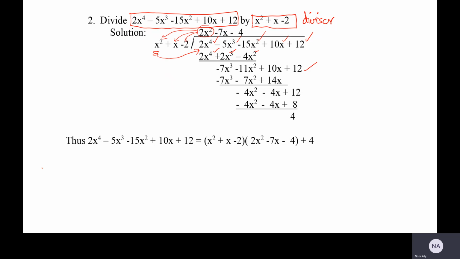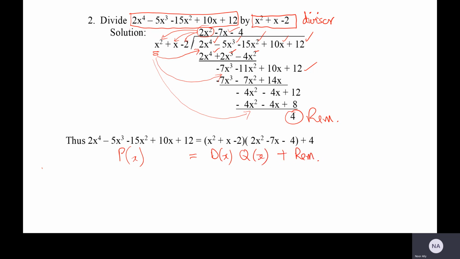Do the subtraction. In this case, I brought down all the terms up to 12. It doesn't make any difference. You're going to repeat the process. x squared into 7x cubed. Put the answer at the top. Subtract. And then again, x minus 4x squared. There's your remainder. So there's my dividend. My polynomial is equal to my divisor multiplied by my quotient plus the remainder.